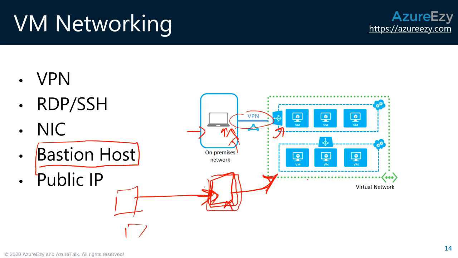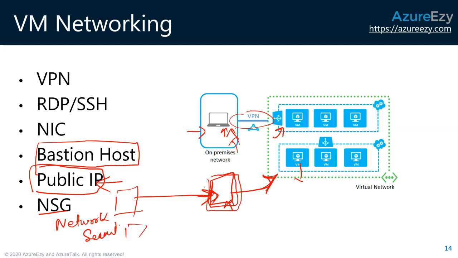And public IP, we have already discussed this. Public IP is nothing but an internet accessible IP address through which you can do RDP, SSH, whatever you are doing. RDP for Windows, SSH for Linux. NSG rules are called network security rules. Again, the definition of these network security rules will be done by the infrastructure engineer because they dictate the networking, right?